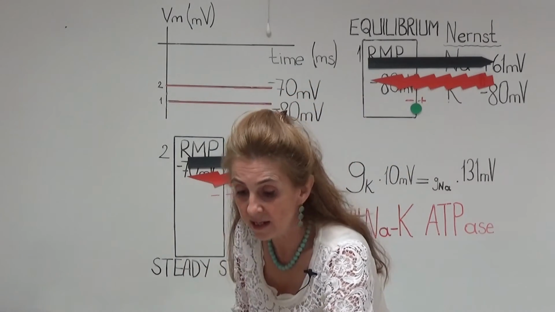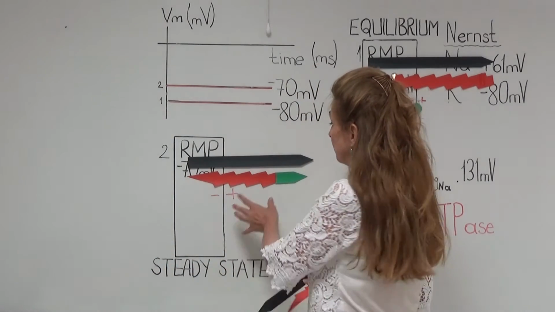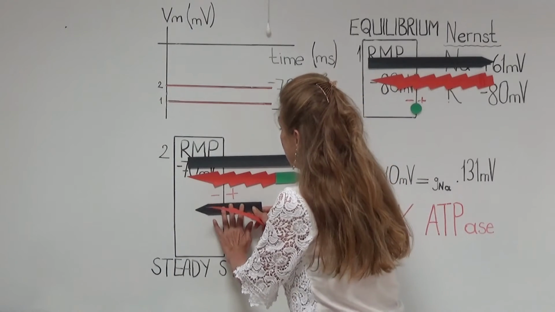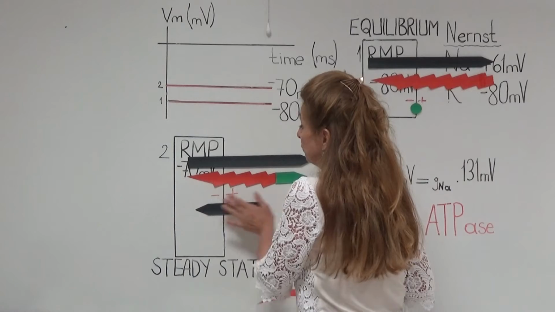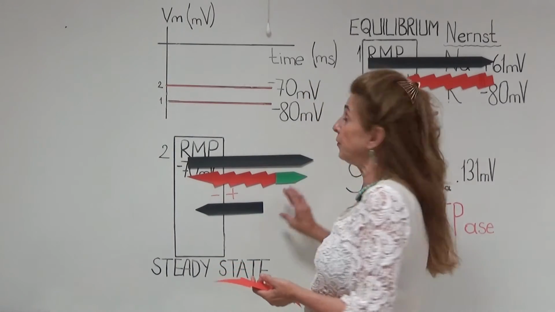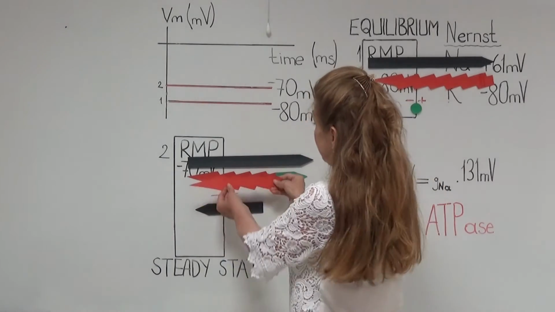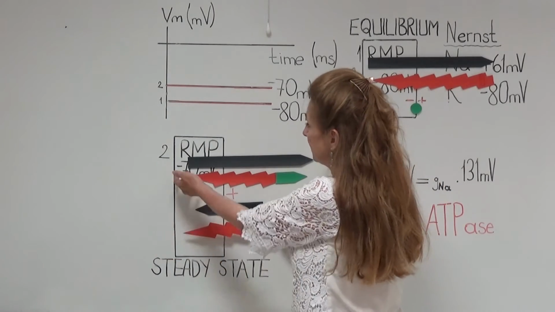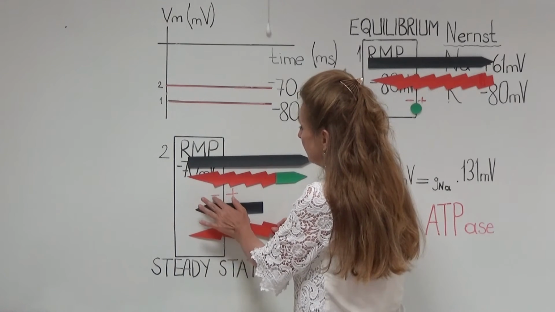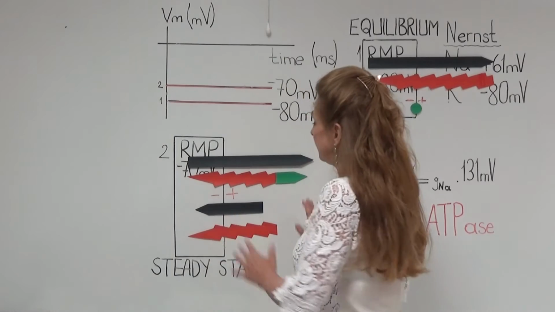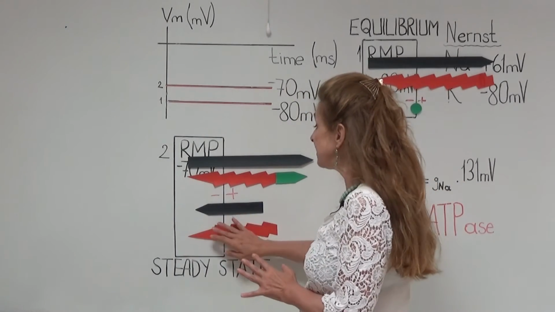Next ion is sodium. For sodium, we know that sodium is high in concentration outside, so the chemical force represented by a black arrow for sodium must be pushing sodium in. And what is the amplitude of this force? It's the Nernst potential, 61 millivolts. The electrical force is the same, it's the resting membrane potential. Since sodium carries positive charges and the interior of the cell is negative, this electrical force will be pulling sodium into the cell. What is the amplitude of it?